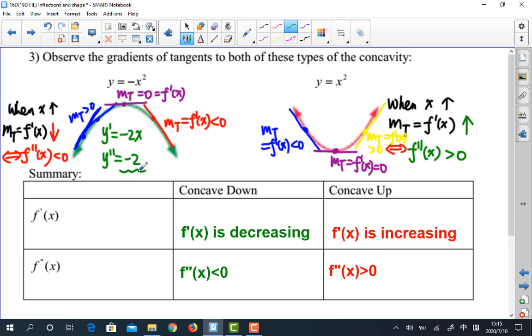So we also can use differentiation to justify our conclusion. So y prime should be 2x. Don't you think this 2x, this linear function, is an increasing linear function? And y double prime is 2, which is positive. So concave up should have those properties. Concave down should have those properties.